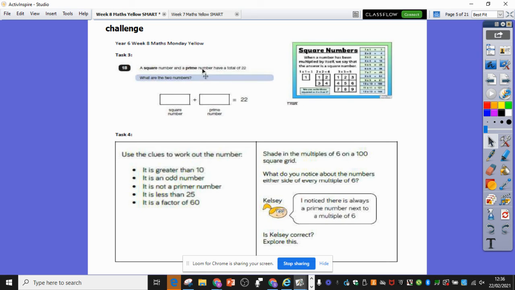A square number and a prime number have a total of 22. What are the two numbers? Put your square number in there and your prime number in there. And then here, you've got to be a bit of a detective. You've got 2 questions here that need you to put your thinking caps on, but you've got all the information that you need on your 100 square to help you answer these.